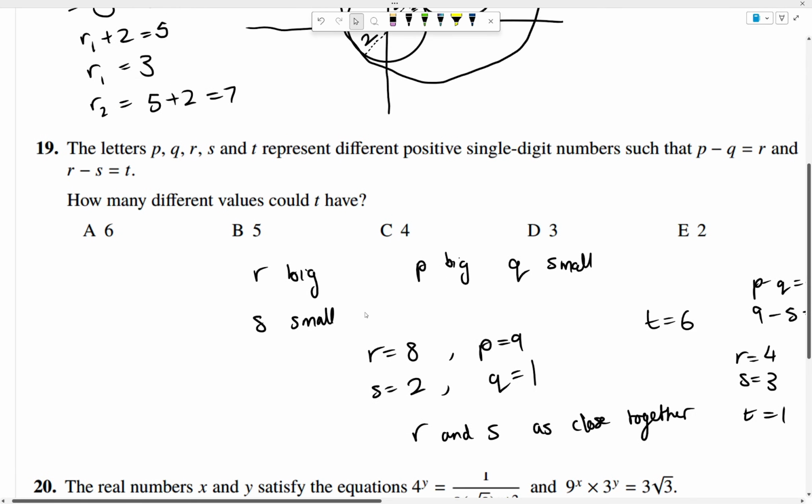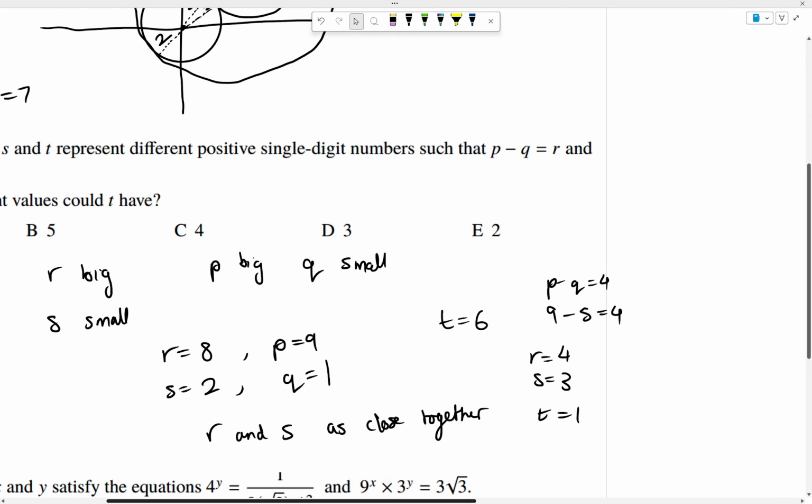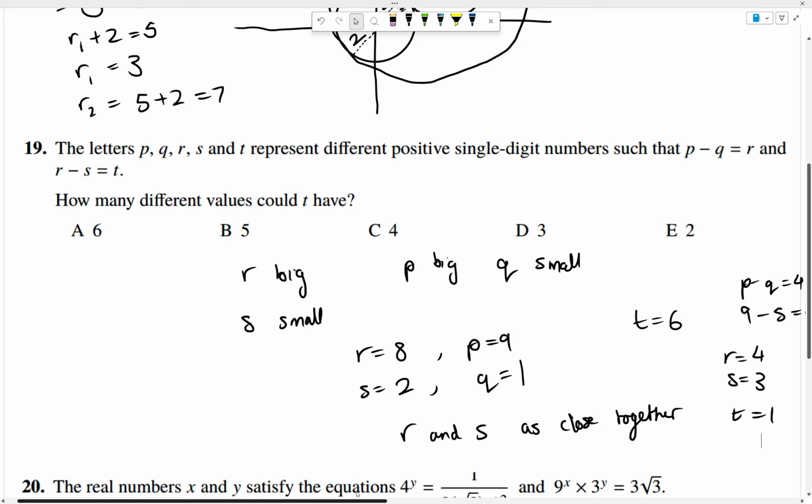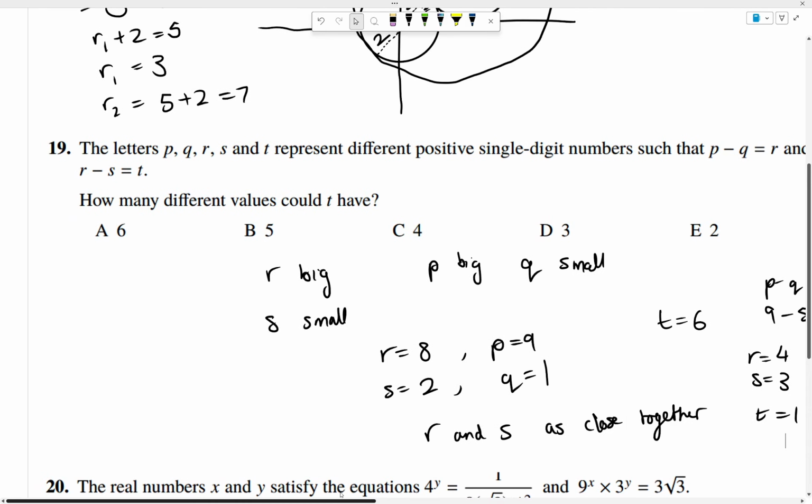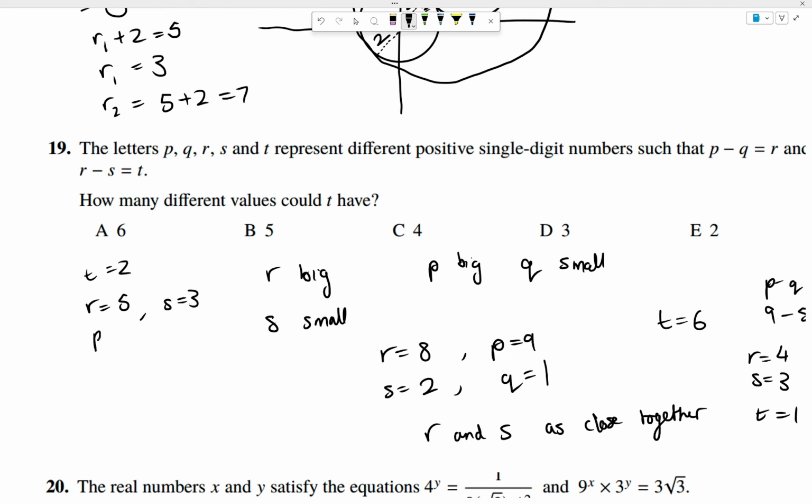Now, intuitively, it feels like there's no reason why T can't take any value in between 6 and 1. So what I'm going to do is literally just search for possible values of P, Q, R, and S which give all the values in between 6 and 1 for T. If we want T equal to 2, I could pick something like R equal to 5, S equal to 3, and then P is 9 and Q is 4. So T equals 2 works.